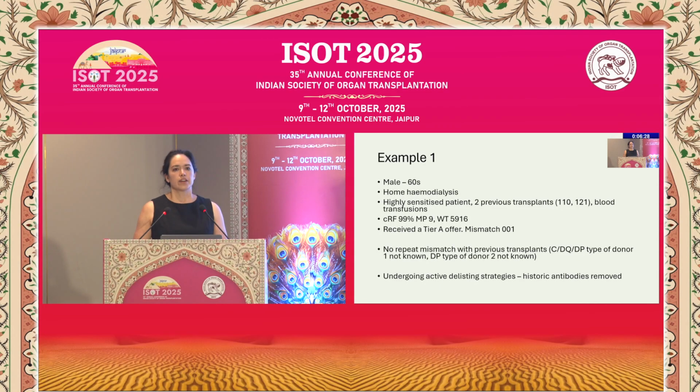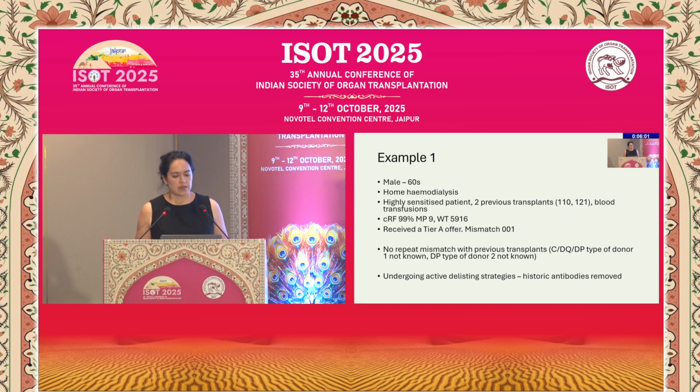So what I thought I'd do is try and explain all of this in the form of an example. I've got a 60-year-old patient who's on home hemodialysis. He's a highly sensitized patient and has had 2 previous failed transplants, and he's also had blood transfusions. His CRF currently is 99%, so he's incompatible with 99% of the last 10,000 donor pool, and he's waited just under 6,000 days for an offer.